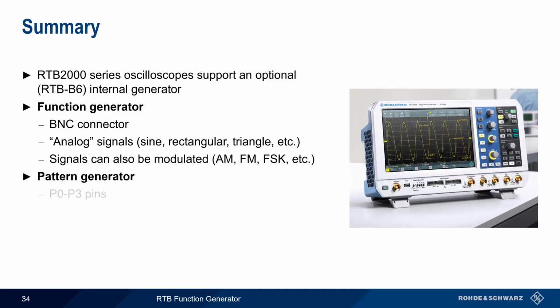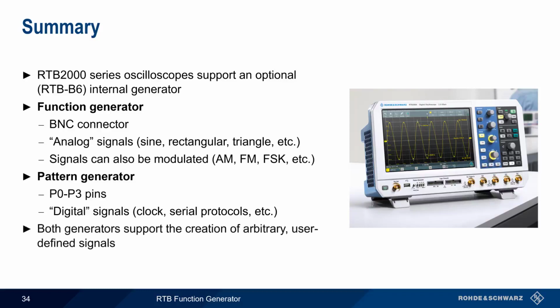The pattern generator uses the P0 through P3 pins and is primarily used for generating digital signals, such as clock signals or serial protocols like UART, I2C, SPI, etc. In addition to these standard signals, both the function and the pattern generator also support the creation of arbitrary, user-defined signals. This concludes our presentation, Getting Started with the RTB2000 Function Generator.